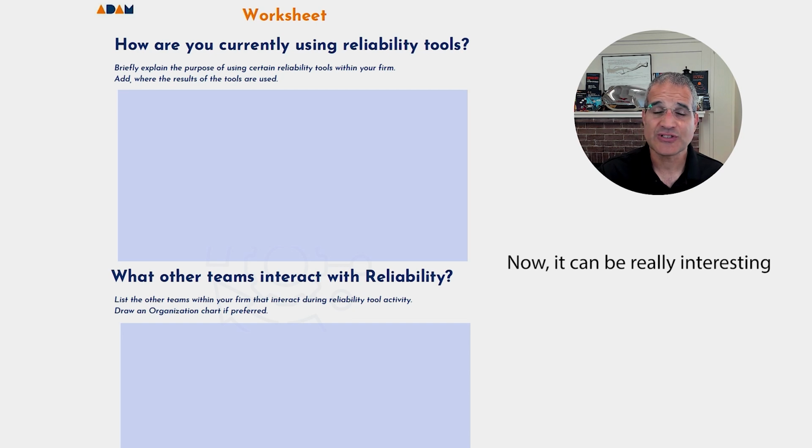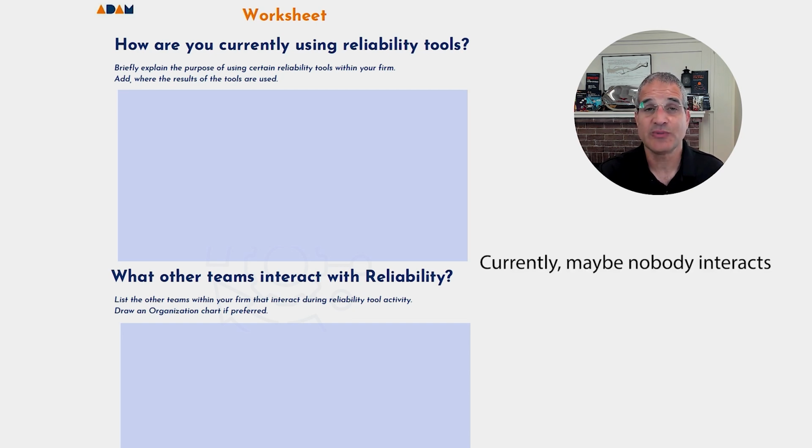Now, it can be really interesting to see in the organization what teams interact with reliability currently. Maybe nobody interacts with reliability right now. It's kind of isolated. Maybe you don't have a reliability department. Or maybe you have a huge reliability department with 2 big labs and 25 people spread across 3 facilities. But who's interacting with it? Is it just the quality department? Is it kind of limited and isolated? Or are the design teams deeply involved with it? Is marketing involved? How far right now is the reliability initiative reaching the full organization?